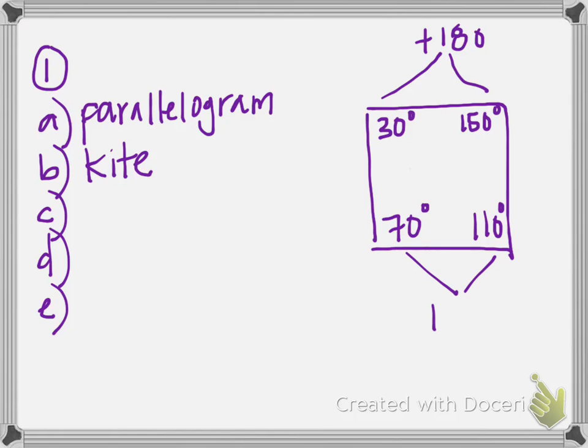These two angles also add up to 180. So that means these could be my parallel sides. So it absolutely could be a trapezoid. So C we'll call trapezoid.